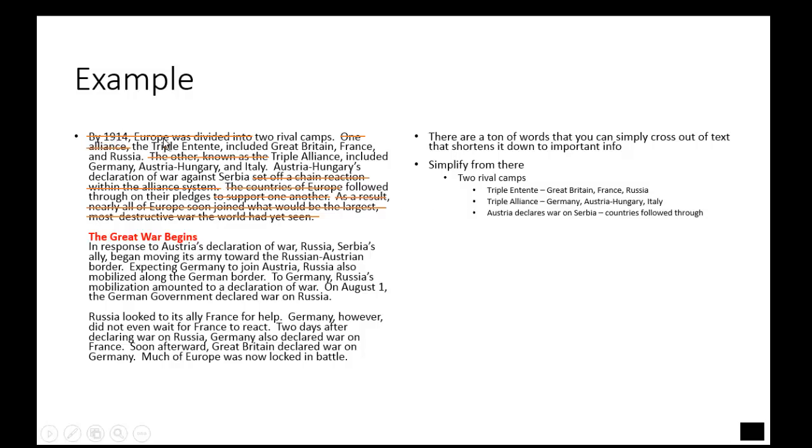Now, as you go through text, you don't really want to be literally crossing things off, right? But you make a mental cross off in your head as you read it. You go, okay, what's the important piece? Oh, 2 rival camps. So I'm just going to forget about this, and I'll jot the notes down. Triple Entente. I'm not literally crossing these things off.